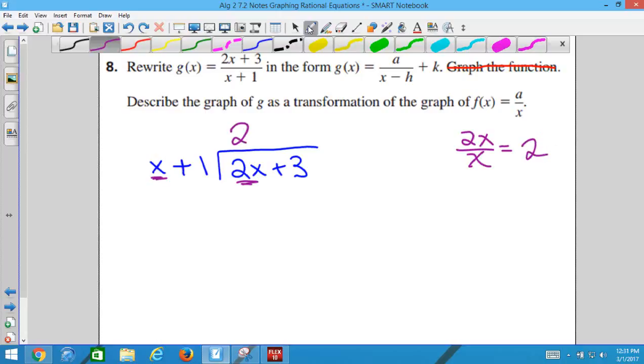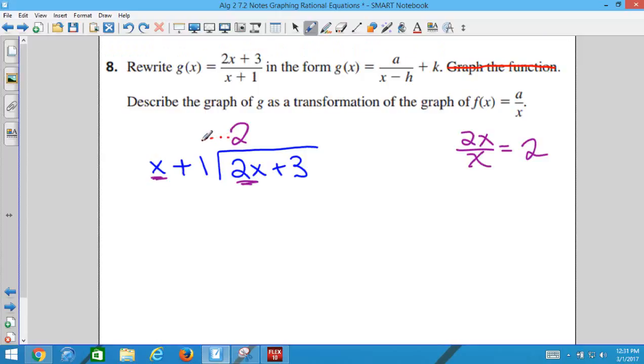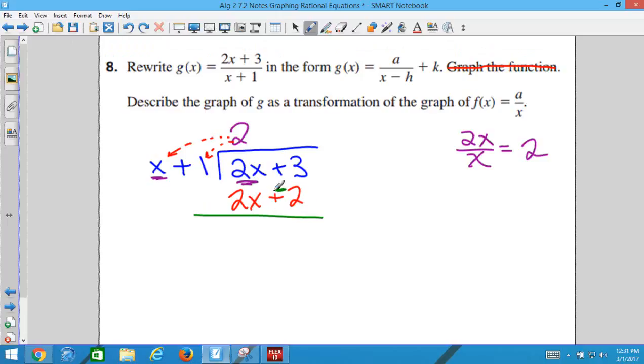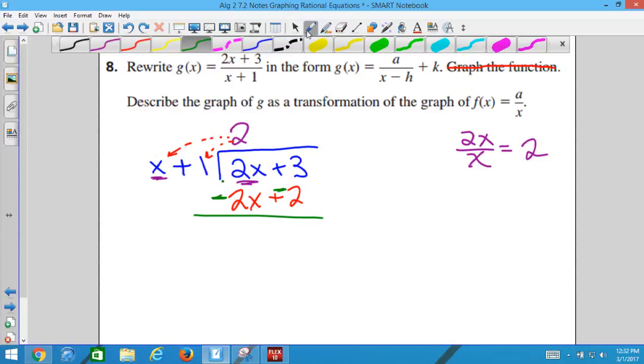Then we distribute the 2 to the x and to the 1. We multiply it, so we get 2x plus 2. Then when we draw the line, you change the sign. It's not flipped. If you flip a plus sign, it's still a plus sign.